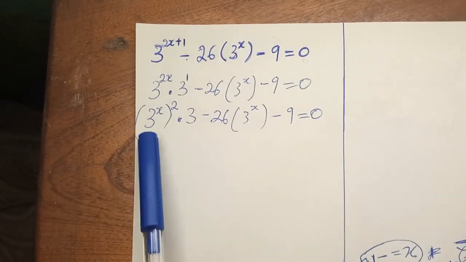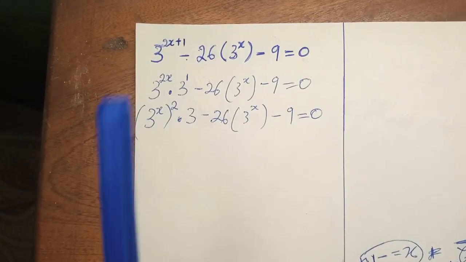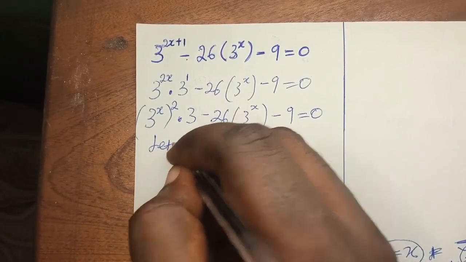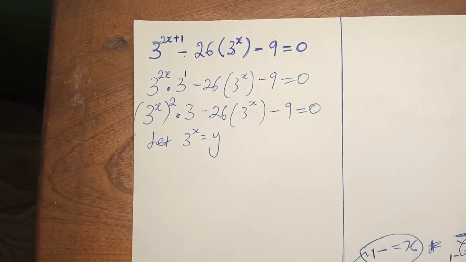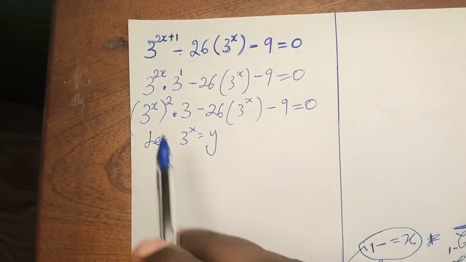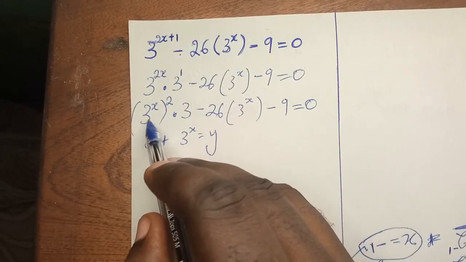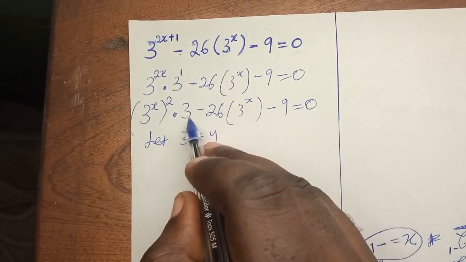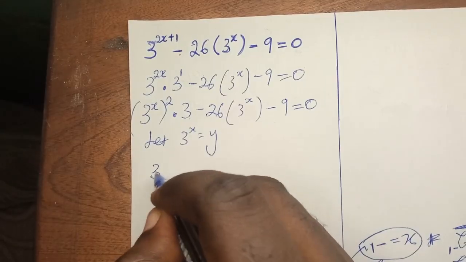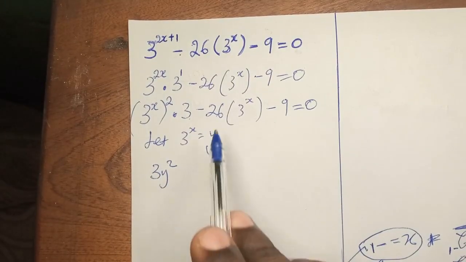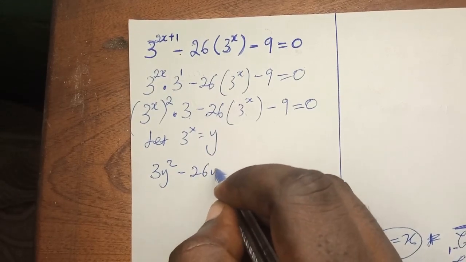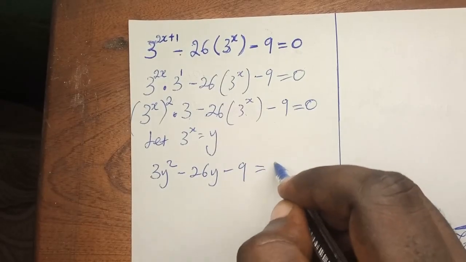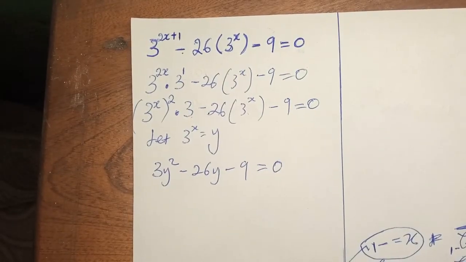Now, this one is the same as this: 3 to the x, 3 to the x are the same. We can now say let 3 to the x be equal to y, so that anywhere we see y or 3 to the x, we replace it by y. So we can say y squared times 3 gives us 3y squared, minus 26y, because this is y, minus 9 is equal to 0. So we have this now.